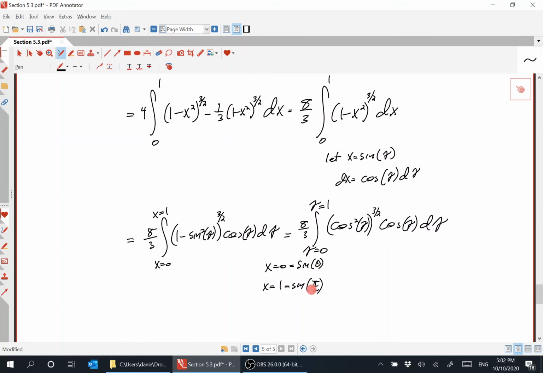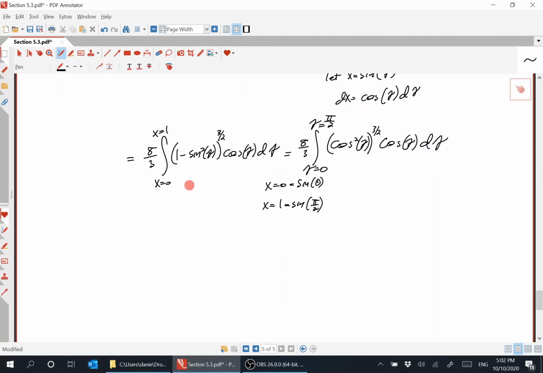Since we're in the first quadrant, 0 to pi over 2, cosine is positive. So the square root of cosine squared is just cosine because it's already positive. You don't need to do this sort of thing, right, because cosine might be negative. No, you don't need that here because cosine is positive already. So no absolute values are needed.